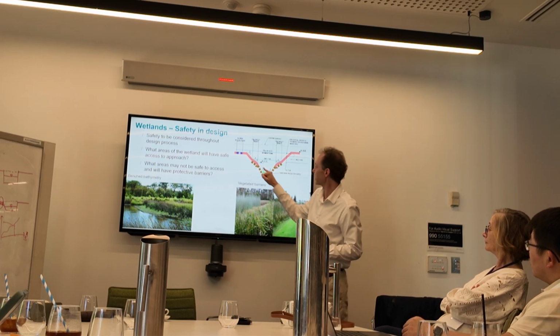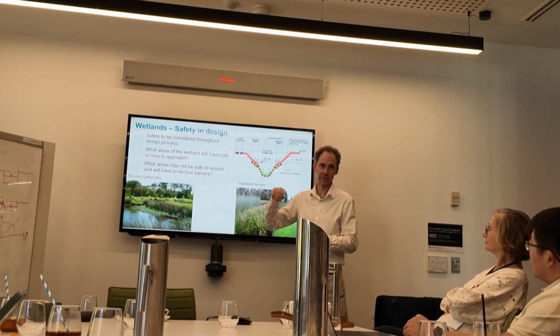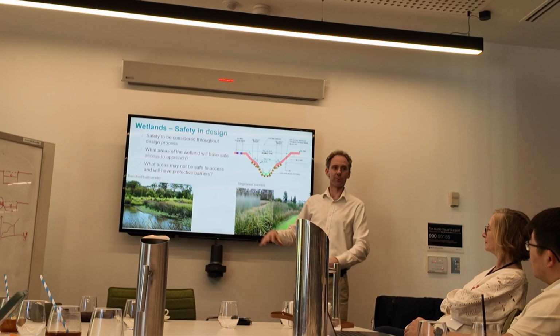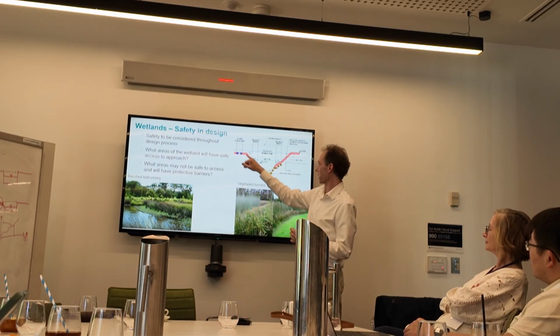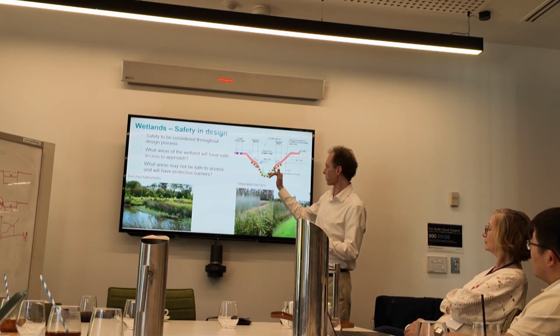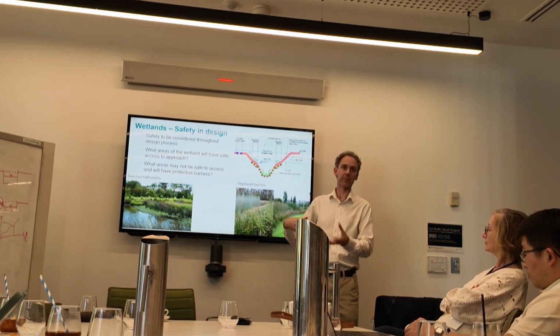And the developers are continually coming to us with designs that have rock weirs and retaining walls and all sorts of things to try and cut short this process and reduce the amount of land they need for the wetland and try and cut that down. But we've then got to balance that with how do we make sure that that's actually safe for people.